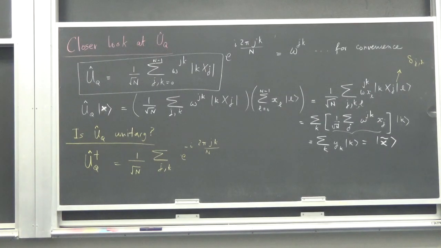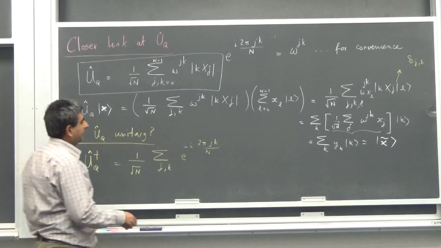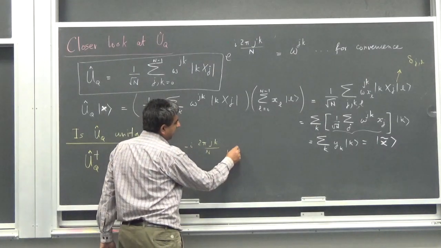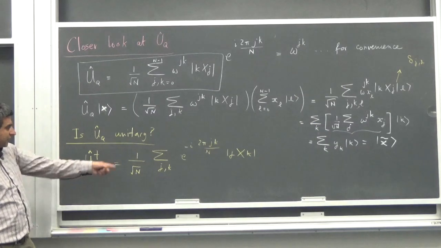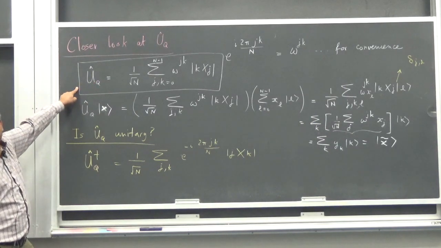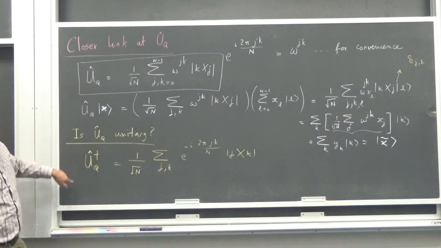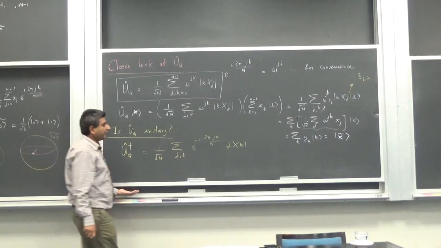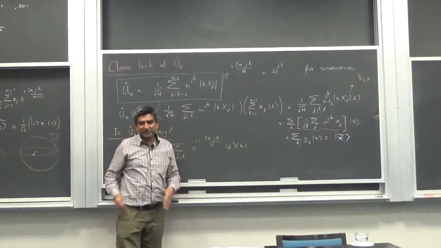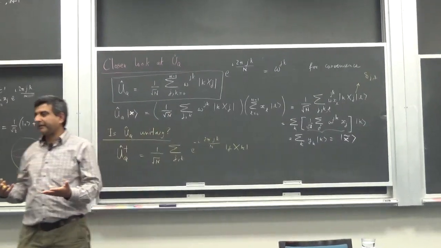You just invert the bra and the ket. So this is going to be ket j bra k, right? So this is the adjoint of this operator. Now I want to see whether the two are mutually inverses. So how do I do it? I just multiply the two and see if I get the identity as my final result.